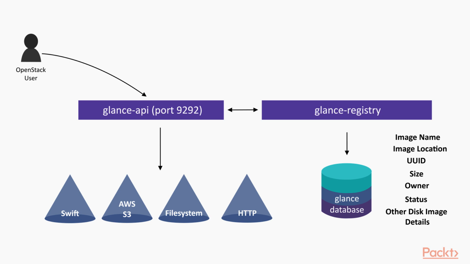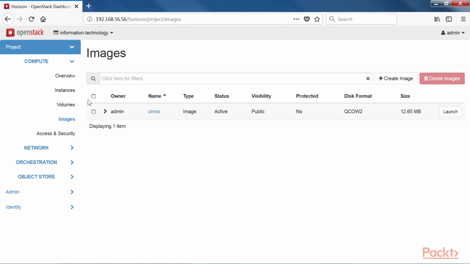Glance can store images in a variety of data stores, including Swift, Amazon S3, and the local file system on which the Glance API daemon resides, or even a publicly accessible web server. Now let's see Glance at the Horizon dashboard. Glance appears on the left side of the project panel group in the Horizon dashboard.